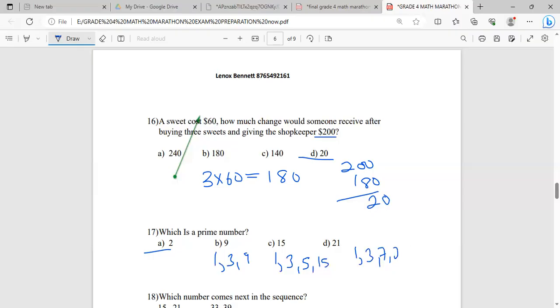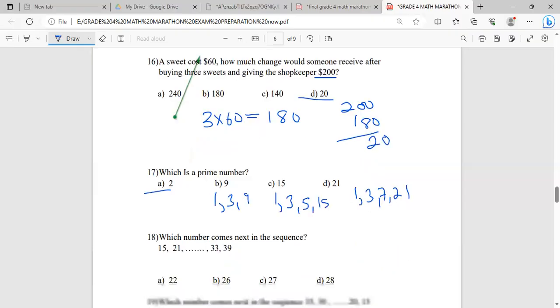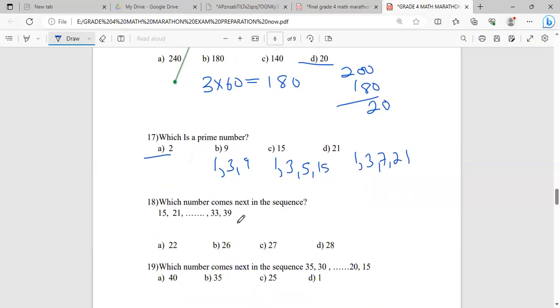All right. Number 18, which number comes next in the sequence? So we get from 15 to 21. So what number do we add to 15 to give us 21? And that will be 6. Similarly, it's 6 here. So all we have to do is add 6 and we get 27. So our answer would be C.